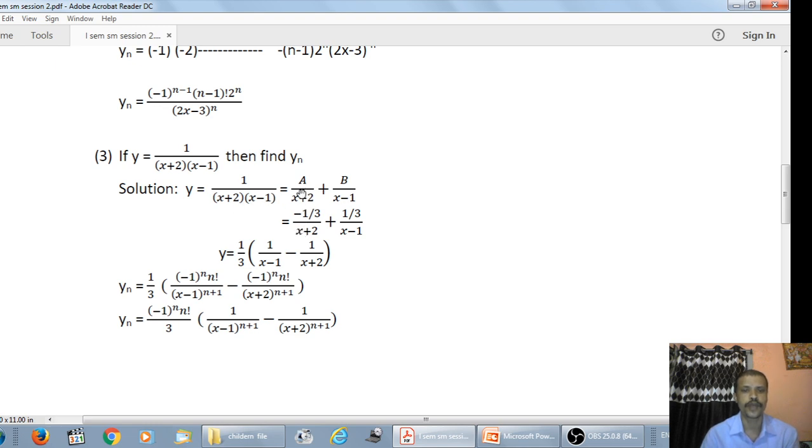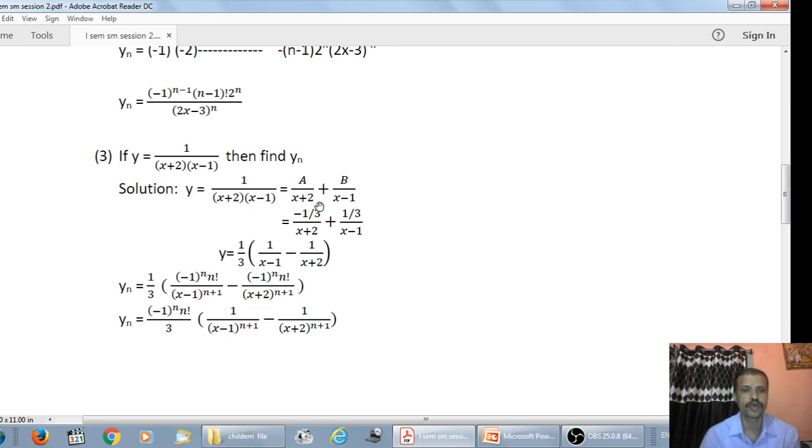Now to find A value, in the denominator x plus 2 is there. Find x value by equating this linear factor to 0. x plus 2 is equal to 0, x is equal to minus 2. Put this x is equal to minus 2 in the remaining factor of the LHS.